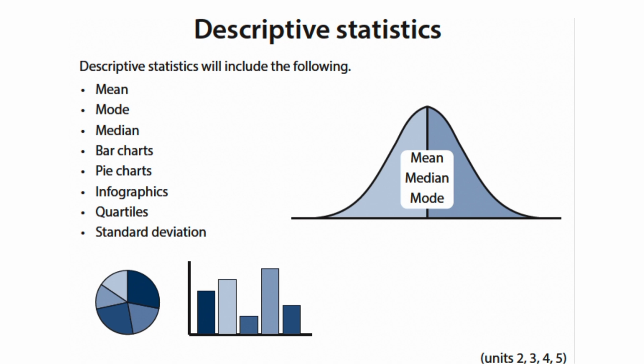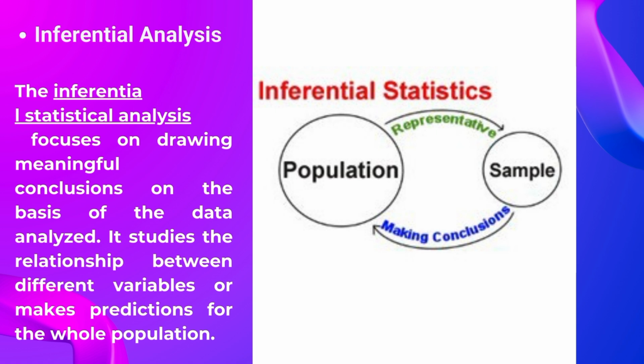Common measures include mean, the average of a set of numbers; median, the middle value in a data set; and mode, the most frequently occurring value. And then the second type of statistical analysis, inferential analysis.